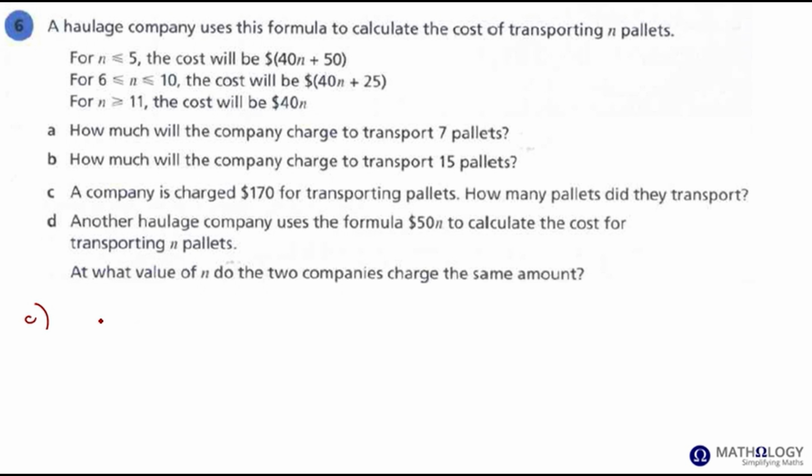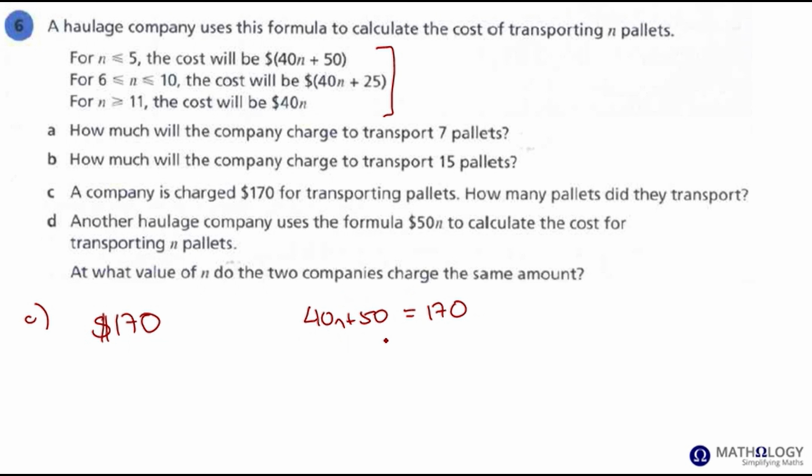Okay, so the company paid $170. Now we need to take each of these expressions here and get a whole number for n, right? So we're going to start with 40n plus 50. And if we put that equal to 170 and solve for n, and if we get a natural number for n, then we can work out how many pallets were transported.